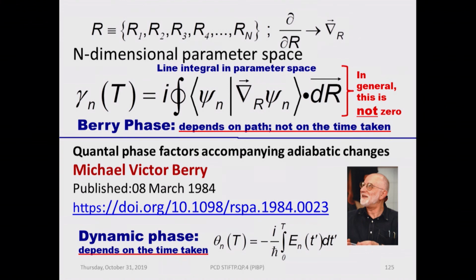And notice that the Berry phase does not depend on the time taken, except that the changes have to be adiabatic. They cannot be too sudden. Okay, so there is a time factor which is involved, but in an indirect way, not in a very direct way. Okay? The dynamic phase, on the other hand, explicitly depends on time. So, the dynamic phase depends on time, the Berry phase depends on the path of integration and not on the time.